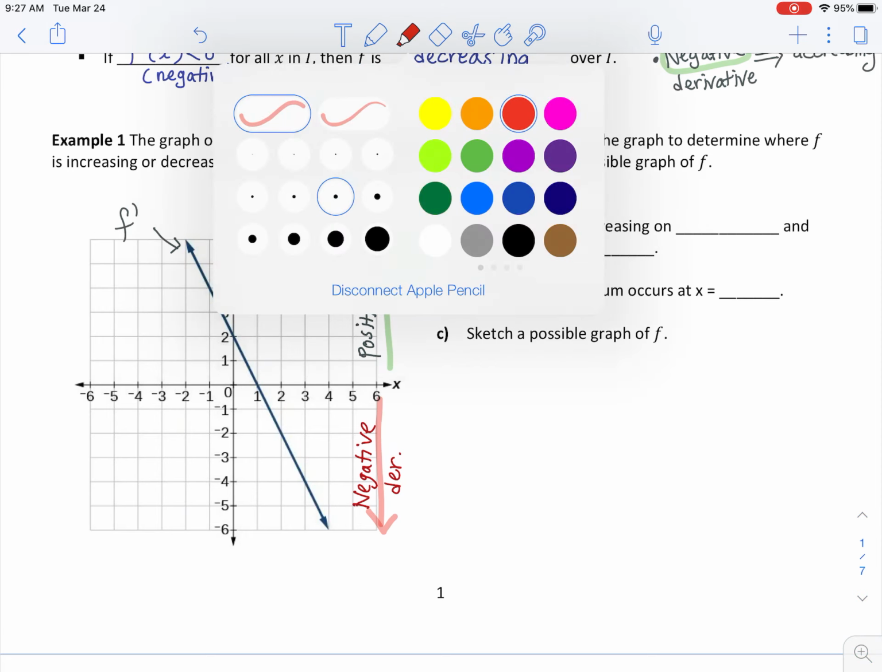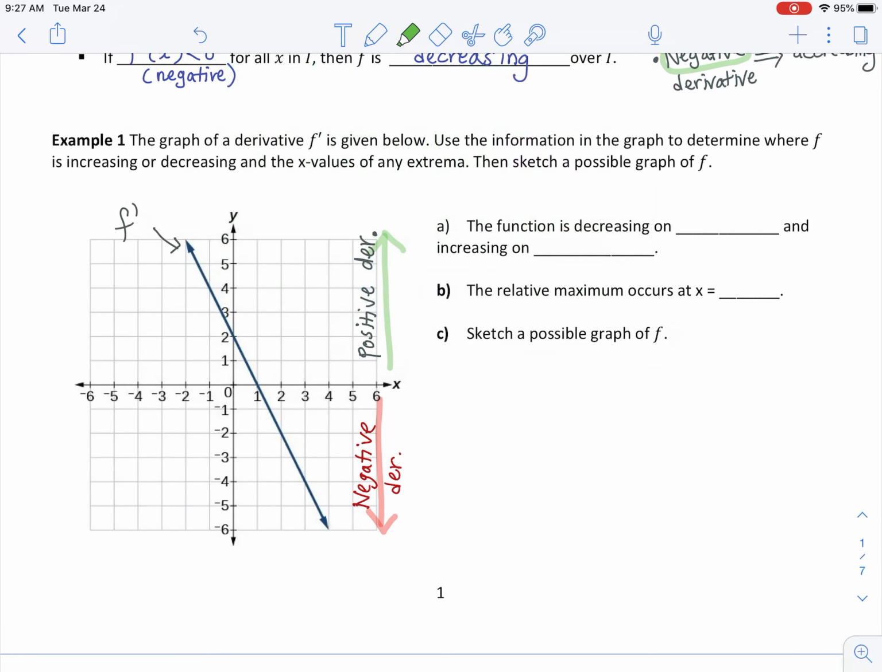Let me use a green highlighter. Guys, I paid like 8 books for this app, so I'm gonna use all the colors I can.